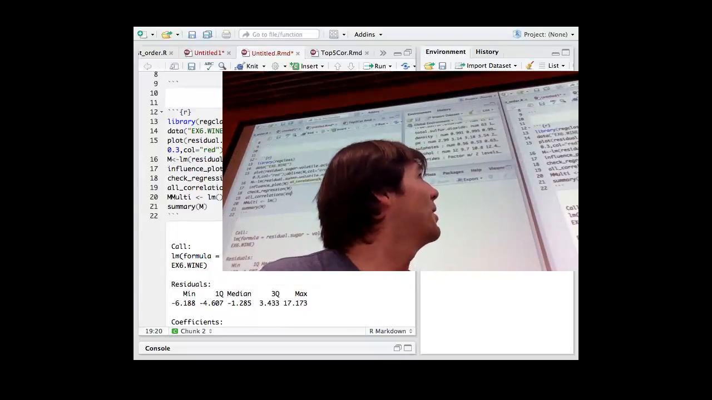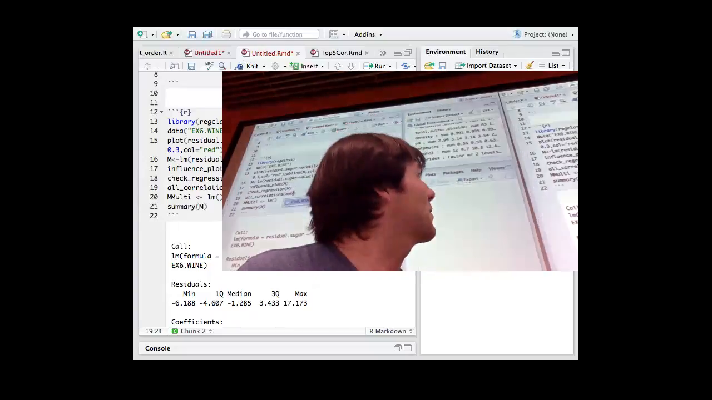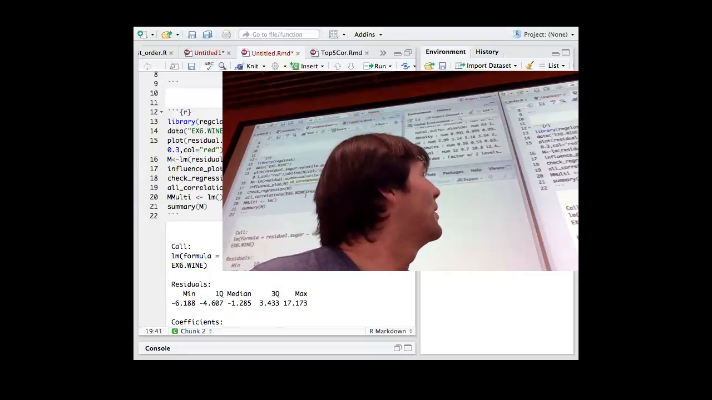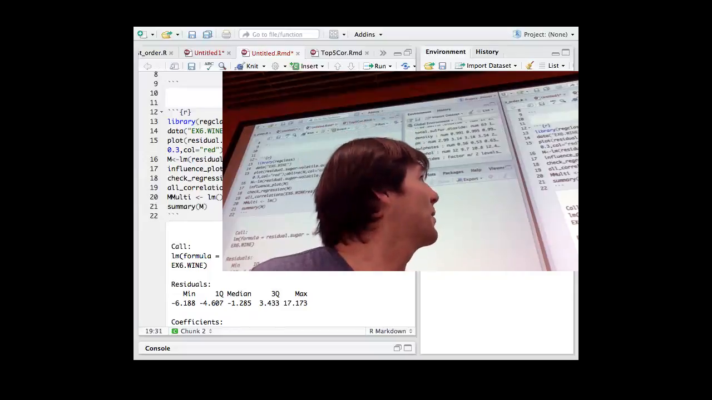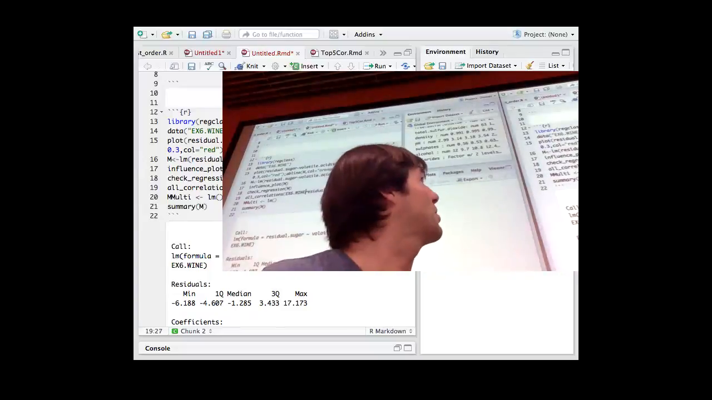Cheat even more. You go to EX6, dollar sign, residual sugar, and then you delete that off. Oh wait, I'm forgetting the syntax. Not totally forgetting the syntax. Well, no, this works. You want to tell it to do the all correlations to this data frame.